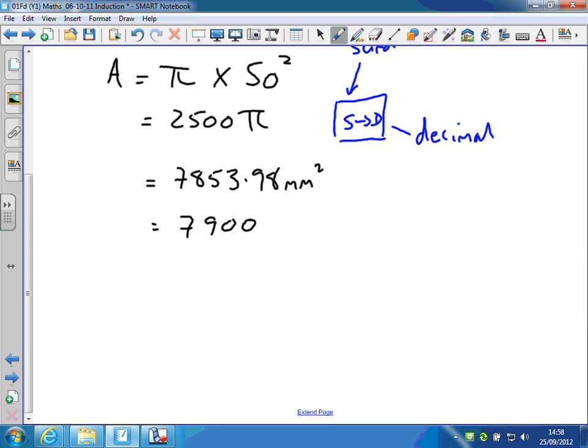7,900 square millimeters to 2 significant figures. If that's a 5, go up. 5 or more, you round up. Note the zeros must be there because you've got to hold the 7 in the thousands column and the 9 in the hundreds column. So the zeros at the end are not significant, they're just there to hold the place. So that would be an appropriate answer, not 7853.98, because we can't really give that accuracy.